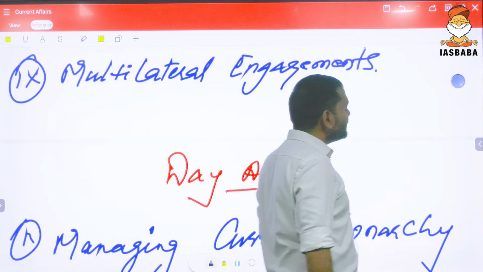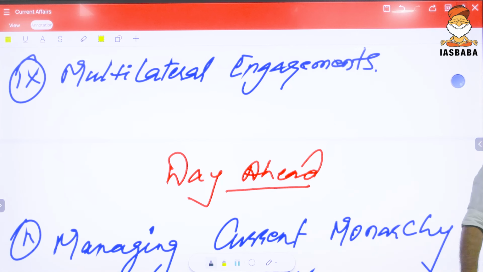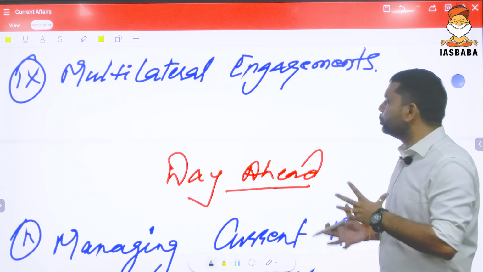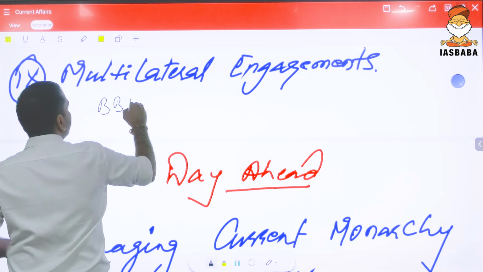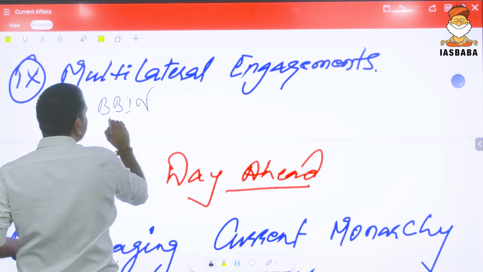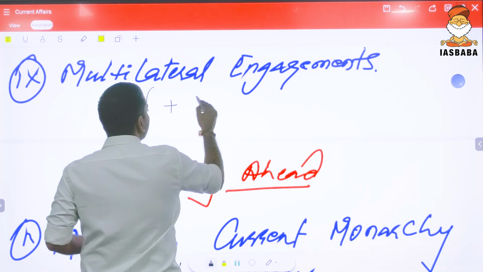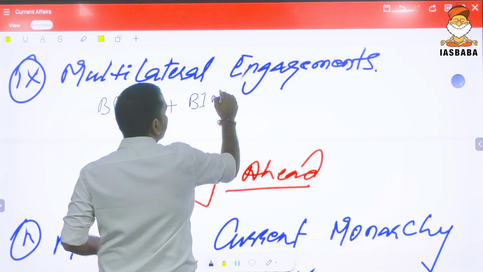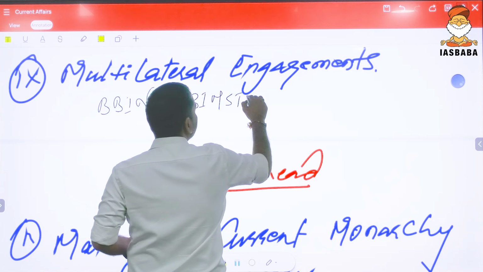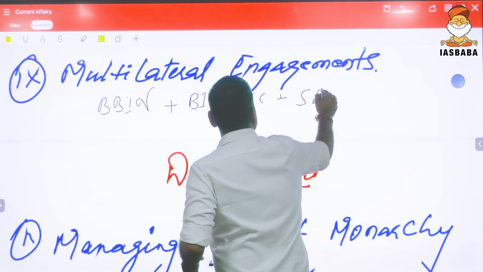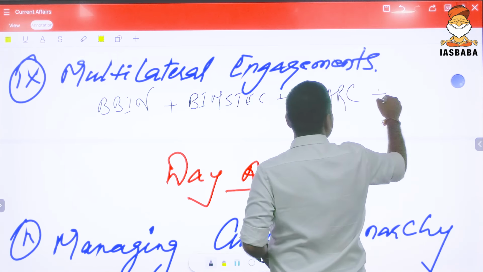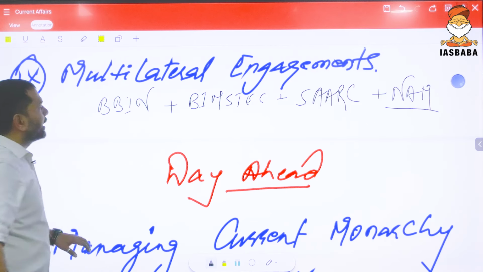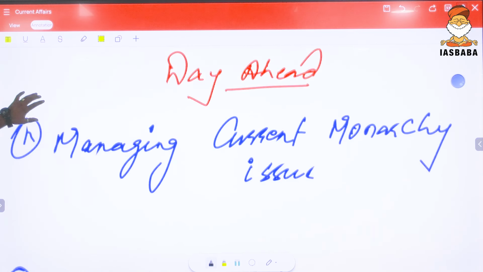And the next is multilateral engagements. India and Nepal are connected through multiple organizations like BBIN, that is Bangladesh, Bhutan, India, Nepal, plus BIMSTEC, right? Both countries are there. After that there is SAARC. Both countries are there as well. Then both follow the non-alignment movement. So these are the multilateral engagements between India and Nepal. You are getting my point?